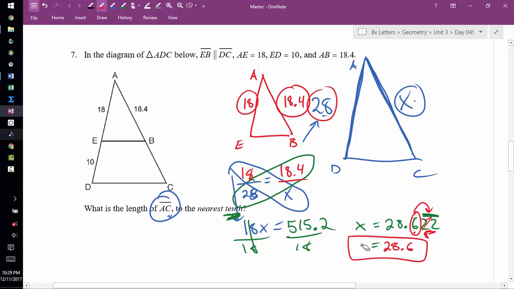And I'll put it as AC, because that's what they asked me to find. Length of AC is 28.6 when we round.